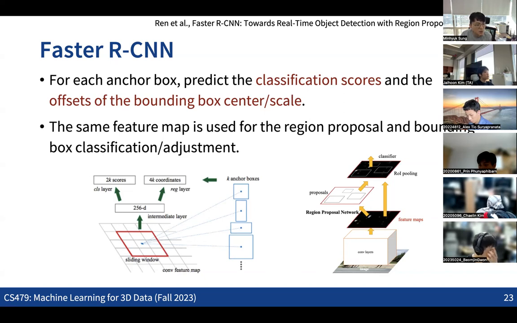And also the next part is basically getting some kind of classification of the scores and the bounding box, the center and the scale, the offsets. And also here the key idea is that we are sharing the same feature map for both of the tasks, to predict the objectness scores and also to get the classification of the scores. We are using the same feature map to get all this information.